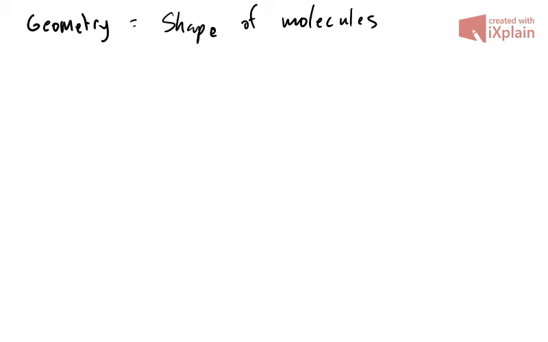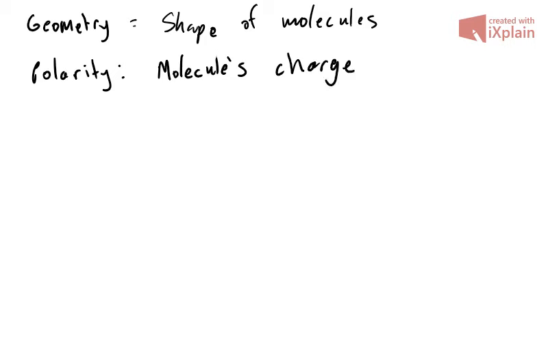What is polarity? Just like anything, if something is polar, it's either hot and cold, or it is the opposite of each other at the same time, right? It's either happy and sad at the same time, it's hot and cold at the same time. There's a polarity to it. In terms of molecules, in terms of chemistry, it is the molecule's charge that is polar.